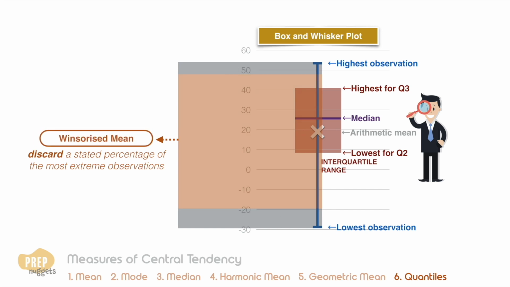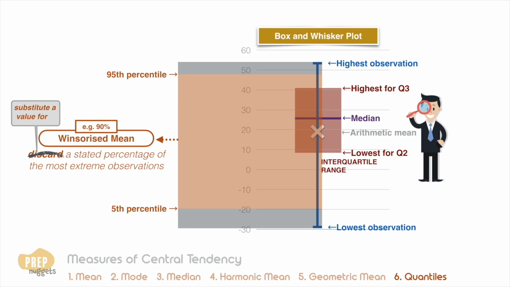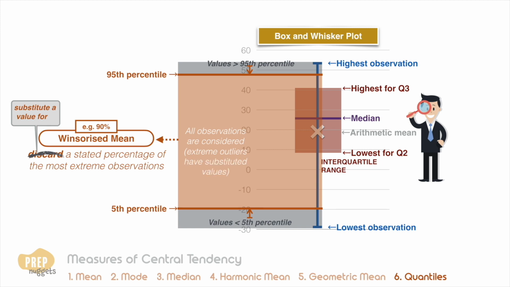Another technique is to use a Winsorized mean. Instead of discarding the highest and lowest observations, we substitute a value for them. For example, to calculate a 90% Winsorized mean, we would determine the 5th and 95th percentile of the observations. Any values lower than the 5th percentile will be substituted with the 5th percentile value, and any values greater than the 95th percentile will be substituted with the 95th percentile value. So in essence, all the observations are considered in the calculation of the mean, just that the extreme outliers are substituted with values that are not too extreme.